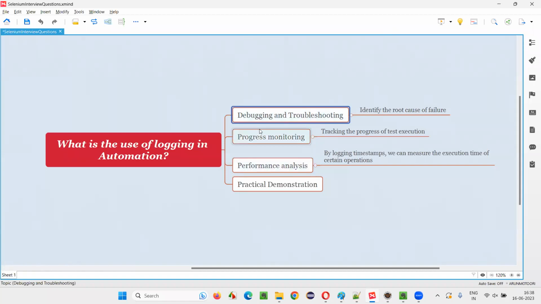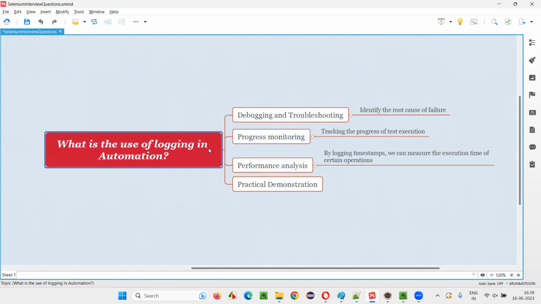Not only that, but we can also perform debugging and troubleshooting of our scripts. If a particular script is failing and you want to debug what went wrong, what is the root cause of the failure or the errors coming in the script, you can use logging. By looking at the logs of a particular automation script, the steps that got executed and how they got executed will be written there. By looking at this, we can debug and troubleshoot our scripts, find the root cause of the problem, and fix the problems in our automation scripts.